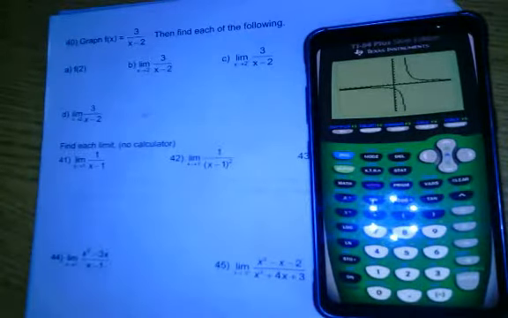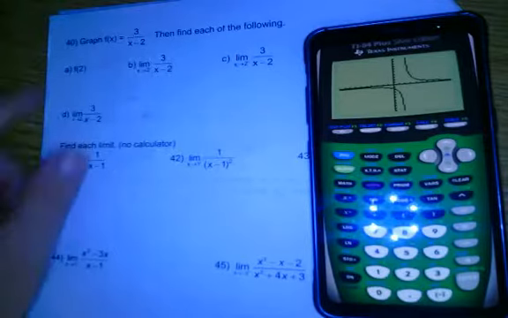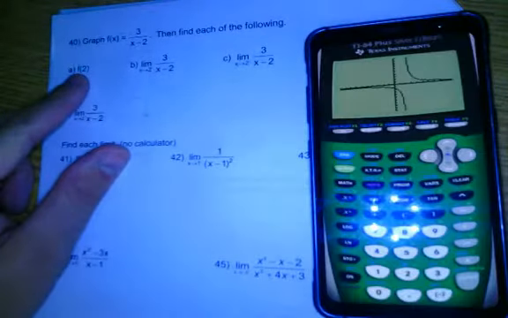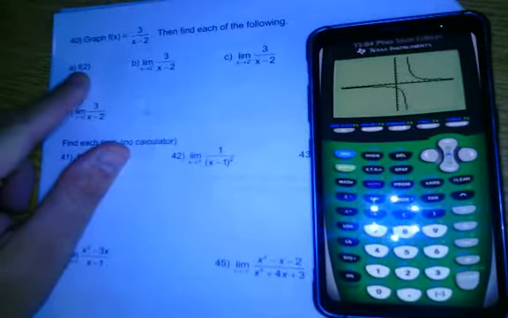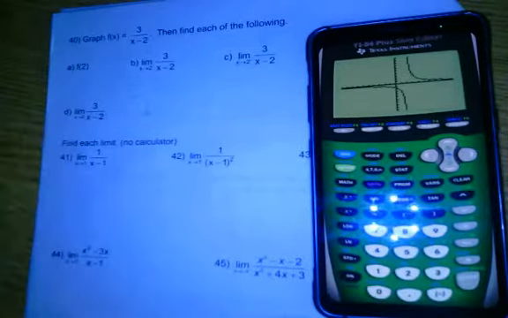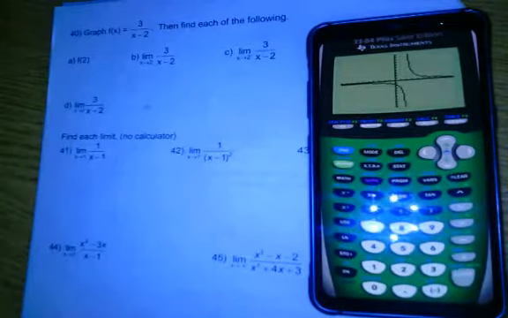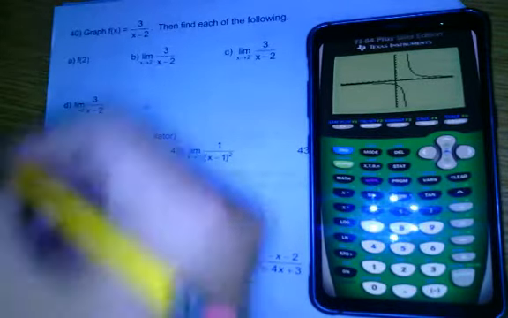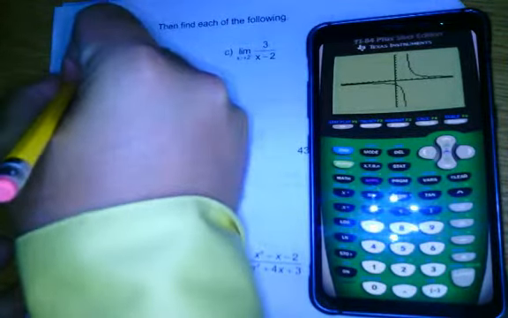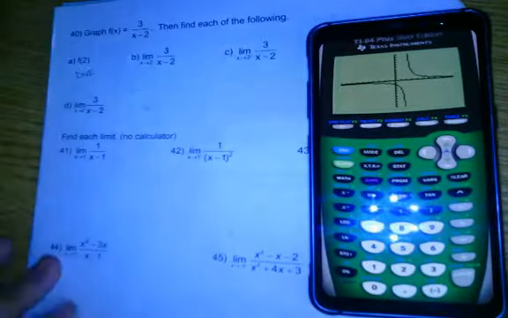So anyway, looking at this graph, is this defined at 2? You don't even need to look at the graph. Could you plug this in right away? You get 3 over 2 minus 2, which is 3 over 0. Is that defined? Not defined. So this is DNE, does not exist.